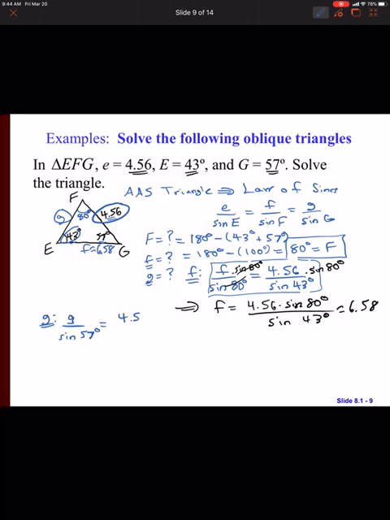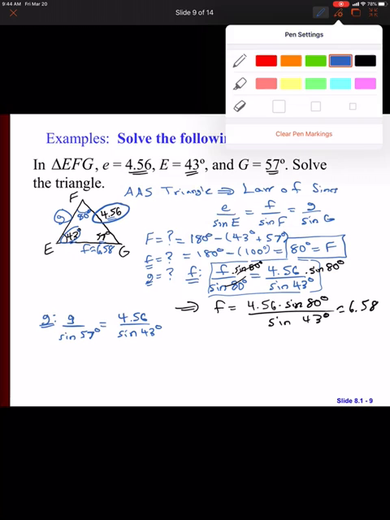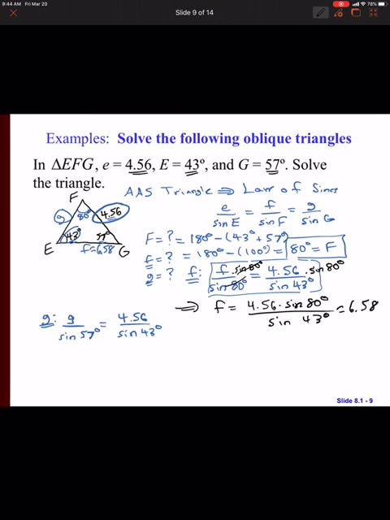So we use the same ratio we did in the last example: 4.56 divided by the sine of 43. Now I could have used F and angle F, as I just found side F. But maybe I made a mistake, so I don't want to compound my errors. I'm going to stick with the given information. So let's solve that for G. I'm going to clear out that fraction and multiply both sides by sine of 57 degrees.